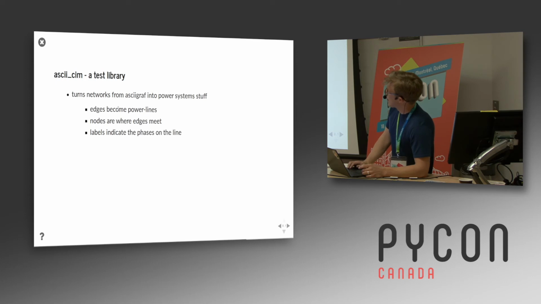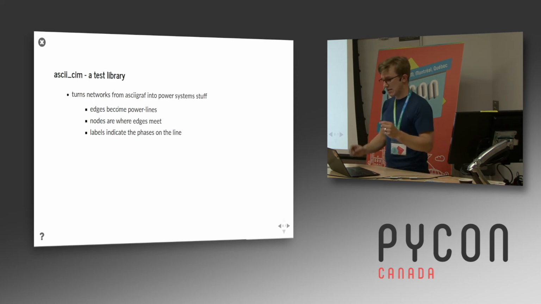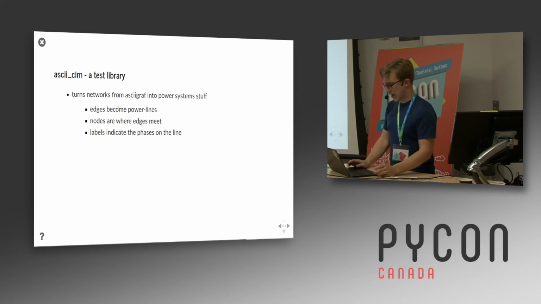So on top of that, we built a library called ascii-sim, which is a library we use for our tests. It turns those networks, those NetworkX objects, into power system stuff. So it makes XML objects, or objects that represent the power system. Those edges we showed you become lines, there are nodes where those edges meet, and the labels on the lines indicate the phase on the line.